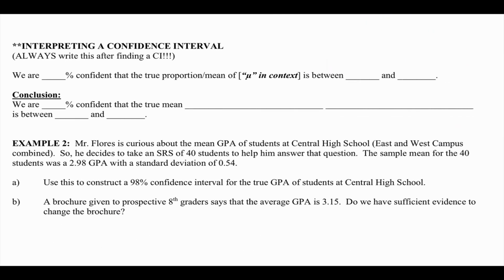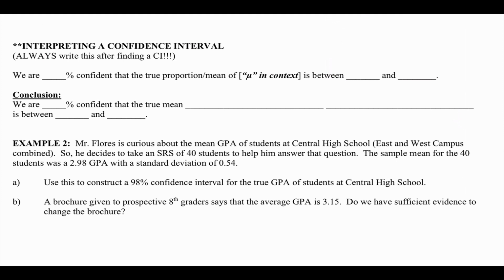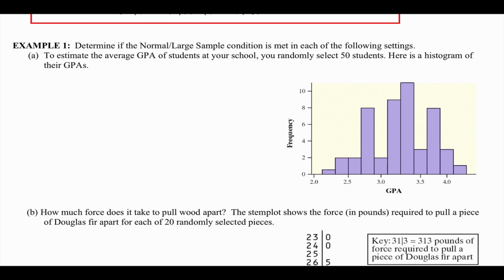Oh, conclusion's a little bit farther down. It's the same sentence frame, just instead of true proportion, you're going to put true mean. Other than that, it's the same as proportions. Okay? All right, so here we go.